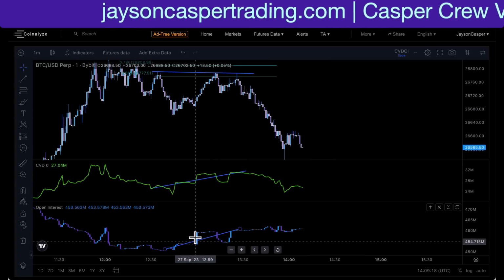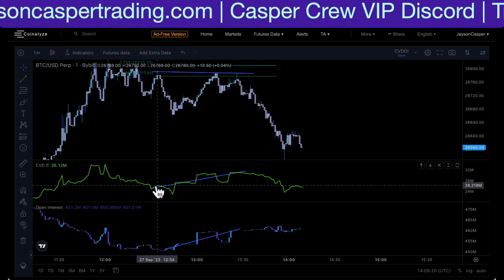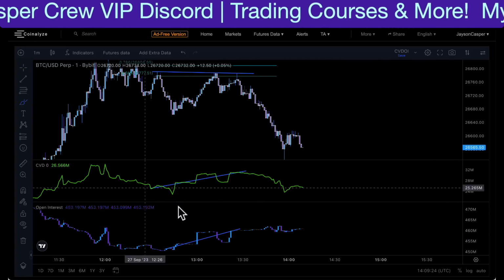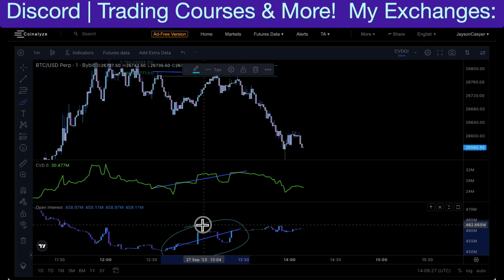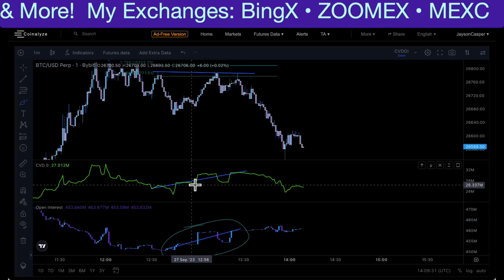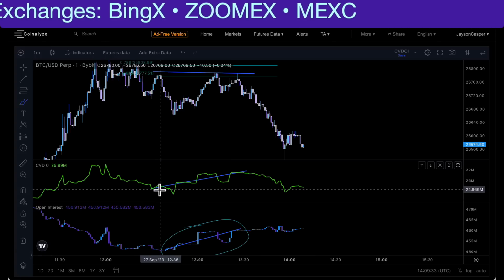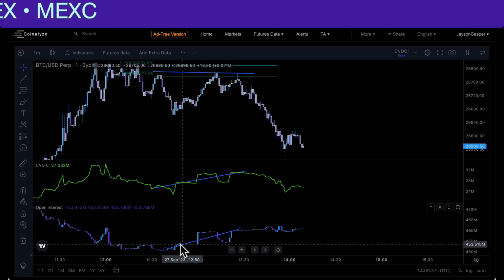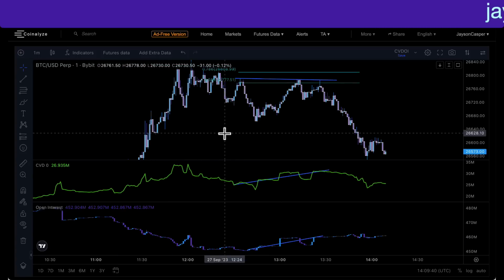If open interest is getting higher and the CVD is also getting higher, this is telling us two things. Number one, new trades are opening. Number two, those trades are opening long, right? Because CVD is getting higher, telling us that there are long trades opening. Open interest is increasing, telling us that new trades are actually opening. So this is very important.